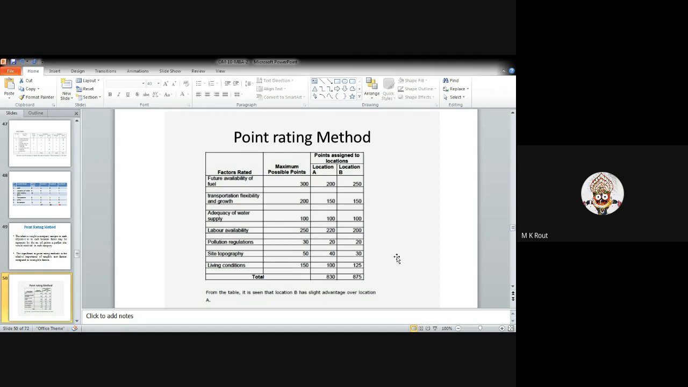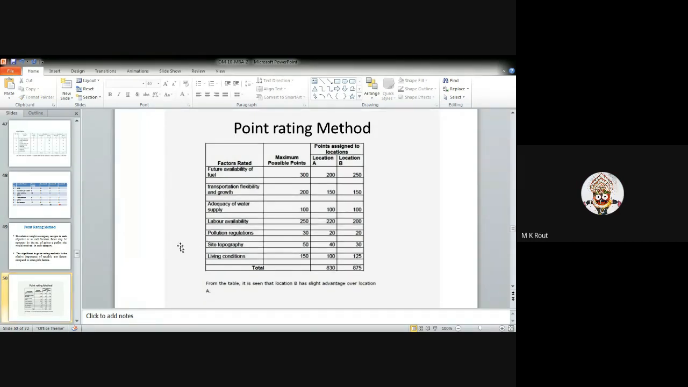Special weight is given to transportation, labor availability, site topography, and living conditions. Is it clear? Yes, sir. Okay. So that's all from my side for today's session. The next class will cover break-even analysis, and the next one is quantitative factor analysis methods. Is it clear? If you have any doubt, you can ask anyone.